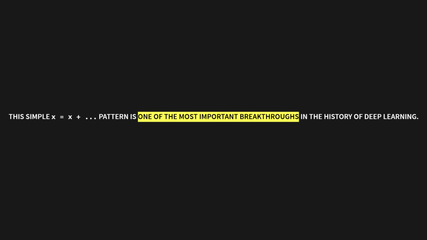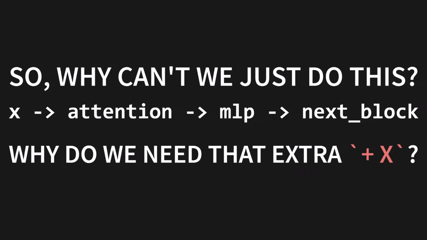This simple pattern, x equals x plus something, is one of the most important breakthroughs in the entire history of deep learning. So why? Why can't we just do this? X goes to attention, then to the MLP, then to the next block. Why do we need that extra plus x?